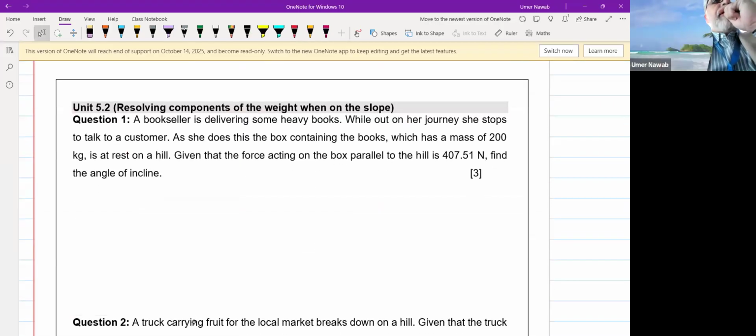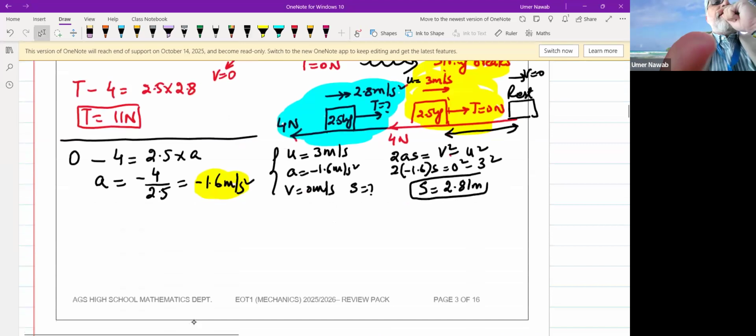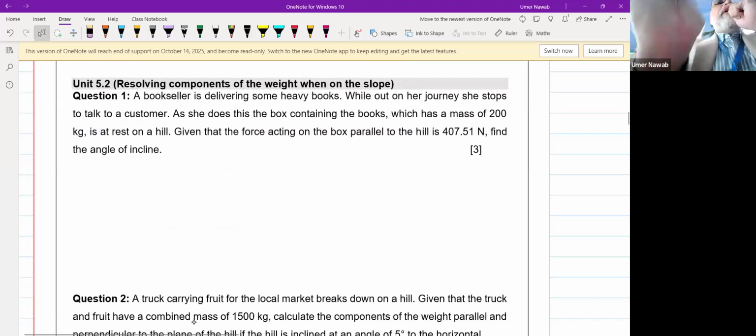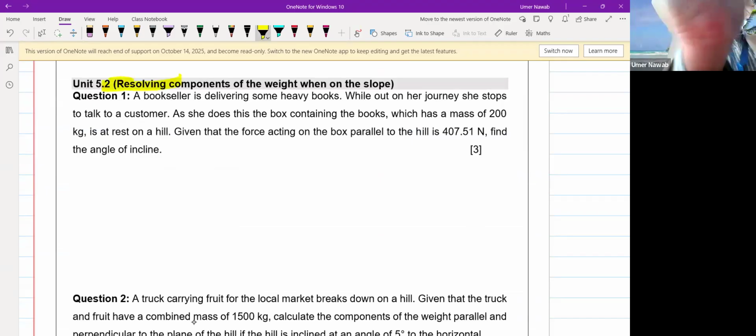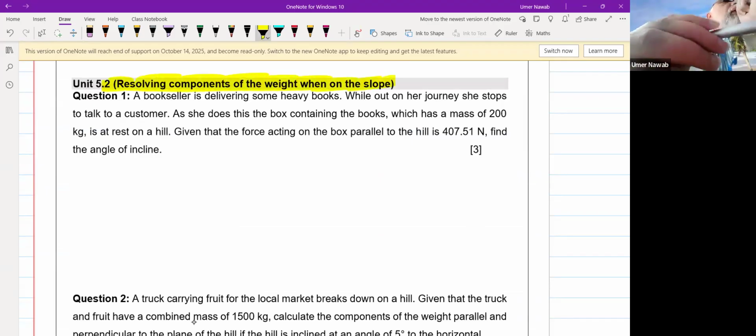So, guys, three questions I put in 5.1. Then we go to the next unit, which is resolving components of the weight when it is on a slope. A bookseller is delivering some heavy books. While out on her journey, she stops to talk to a customer. As she does, this box containing the books, which has a mass of 200 kg, is at rest on a hill. Given that the force acting on the box parallel to the hill is 407.51, find the angle of incline.